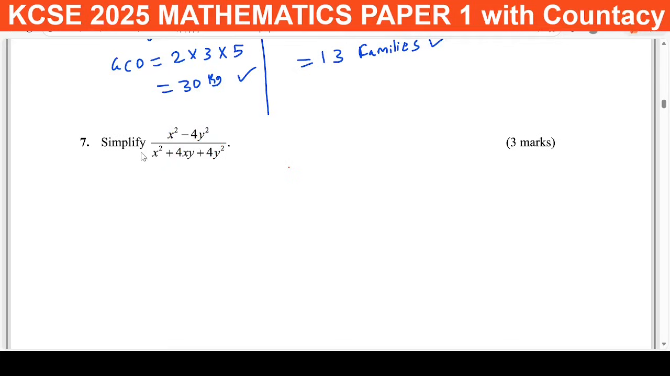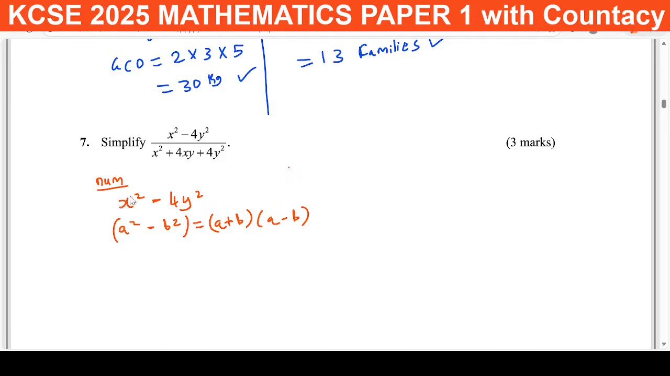So the best thing is that you're going to do some surgery to this equation in a way that you really separate the upper side from the lower side, which is what we call the numerator and denominator. So we start with the numerator: we have x squared minus 4y squared. What you're going to notice is that this is a difference of two squares. Just as a squared minus b squared always gives you a plus b multiplied by a minus b.